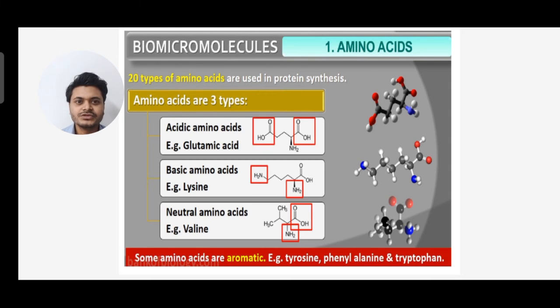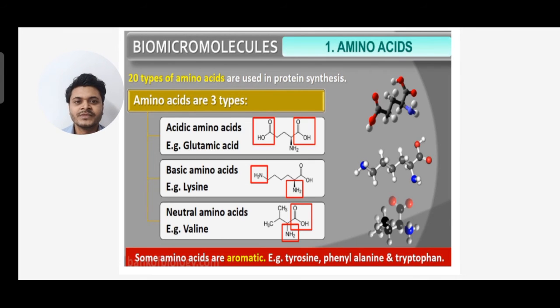All right, so you can see examples are there: in acidic amino acid, that is glutamic acid; basic amino acid, that is lysine; and neutral amino acid is valine. Some amino acids are aromatic, for example tyrosine, phenylalanine, tryptophan.